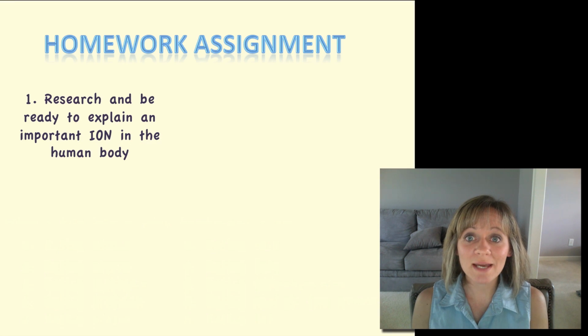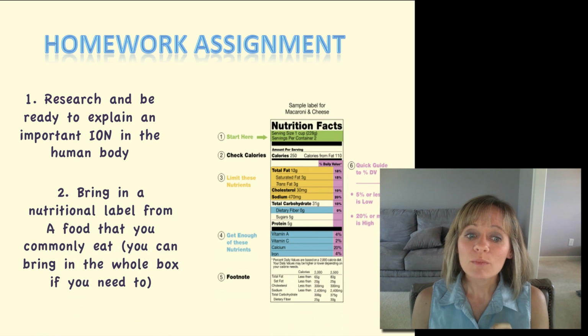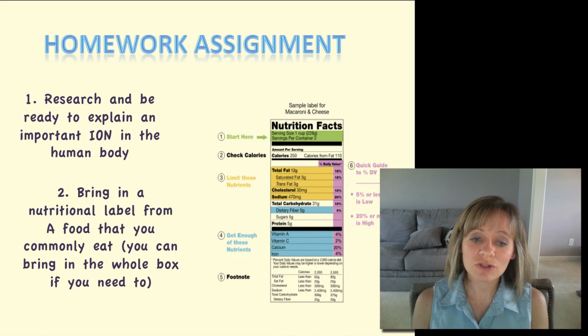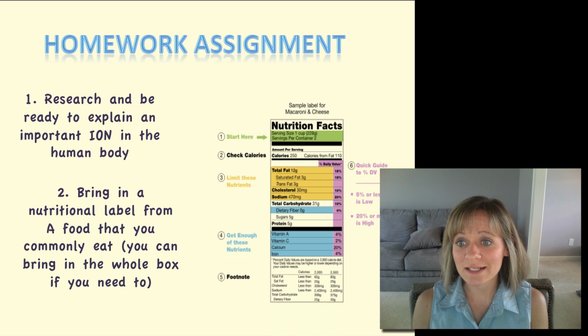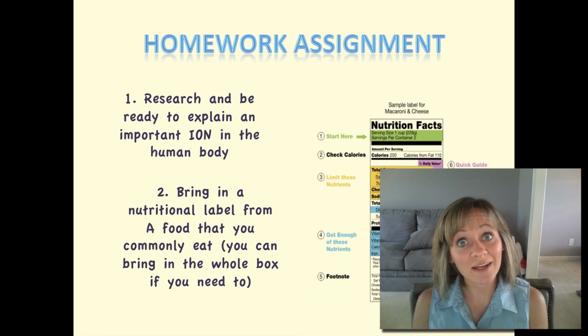Okay, your homework assignment. So when you turn in your video notes, you're also going to turn in this assignment. Research and be ready to explain an important ion in the human body. So we just learned about ions. And second, bring in a nutritional label from a food that you commonly eat. And you can either cut it out or you can bring in the whole box if you need to. But in class, we're going to take a look at both ions and how they're important in the body. And we're going to take a look at what you're actually eating and what is on that nutrition label.